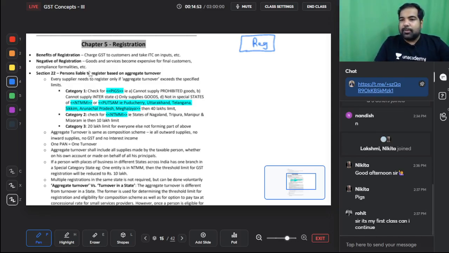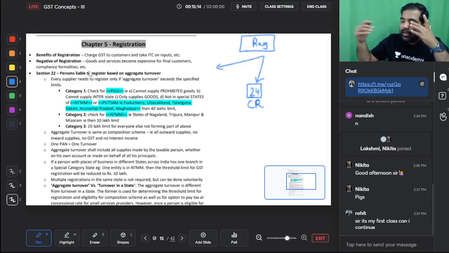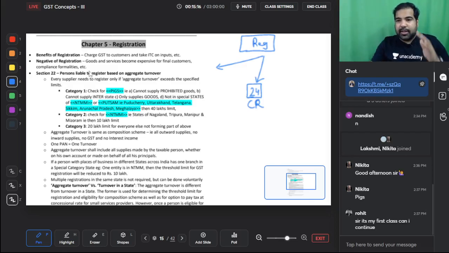Guys, the registration chapter has a couple of sections. Let's quickly revise the different sections. In registration, sometimes you have to compulsorily register, which is section 24. In case of compulsory registration, you don't even have to see the turnover. No turnover, simple. The most common compulsory registration is interstate supply. If you supply goods from one state to another state, you need to compulsorily register.